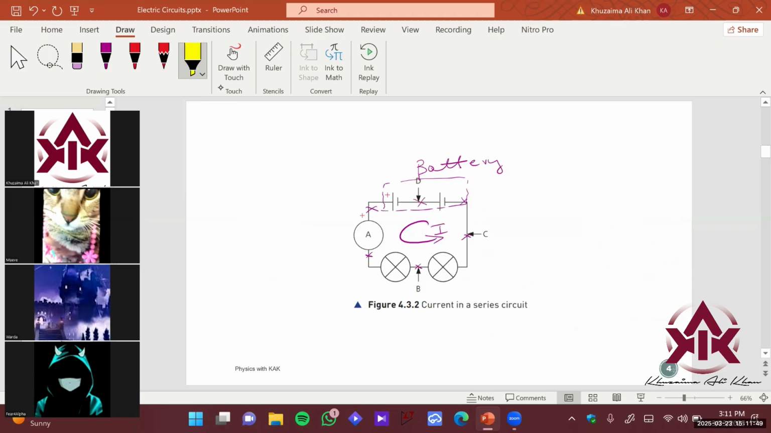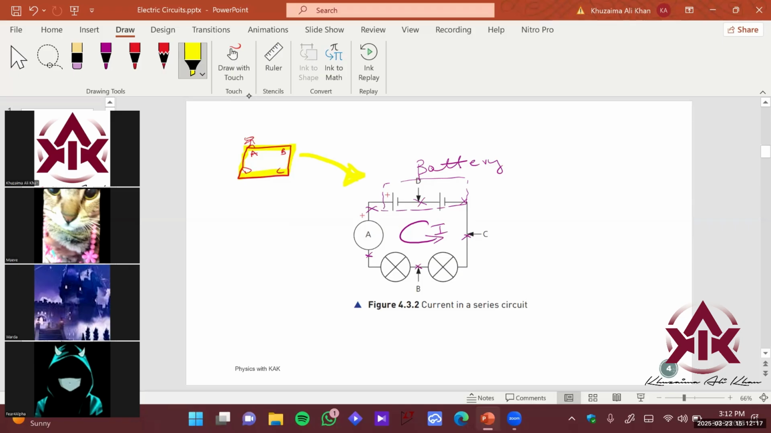Just imagine if you are running in a ground. You start from here, and these are points A, B, C, D. To complete the loop, you can only take this path. So you only go in one loop. Therefore, you can imagine this is similarly the current here.